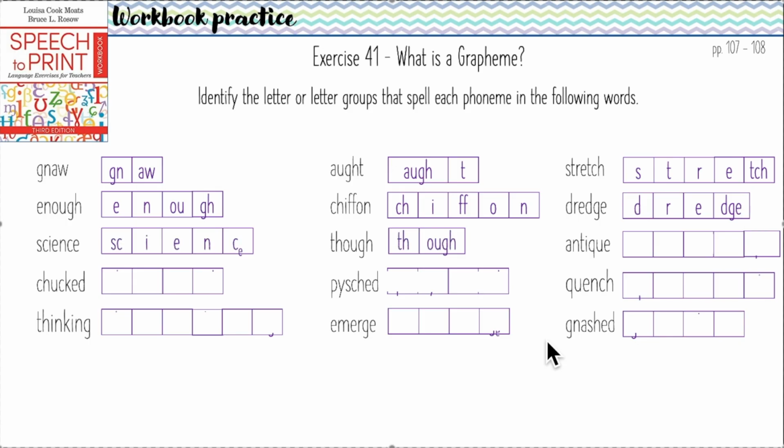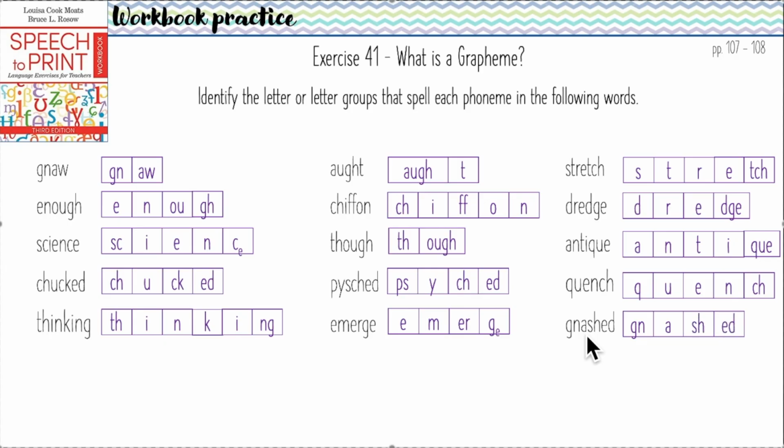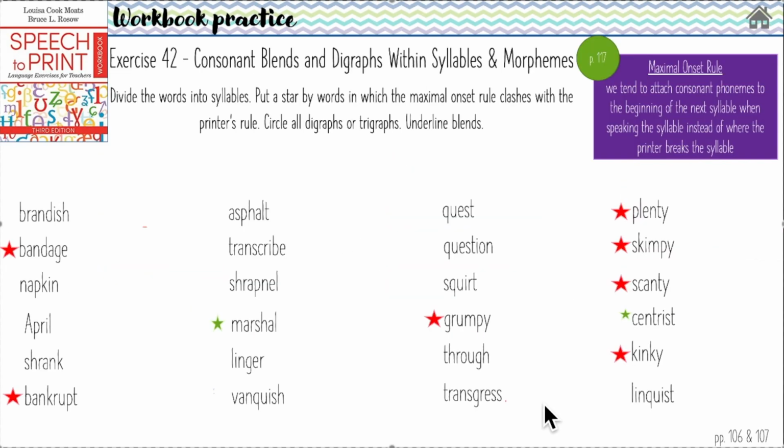Okay, if you have any more questions, please let me know, especially as you're looking at why certain spellings were chosen for certain sound representations and what happens with some of these. Okay, now for some more fun, you have a chance to look at some odd occurrences that happen, especially when we're looking at consonant blends and digraphs within the syllables and the morphemes.